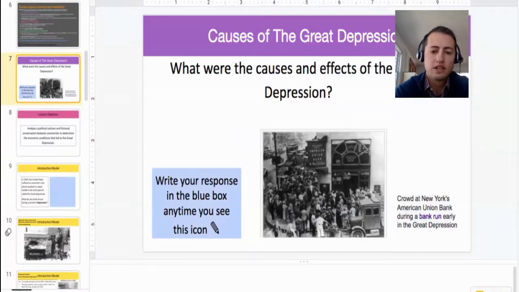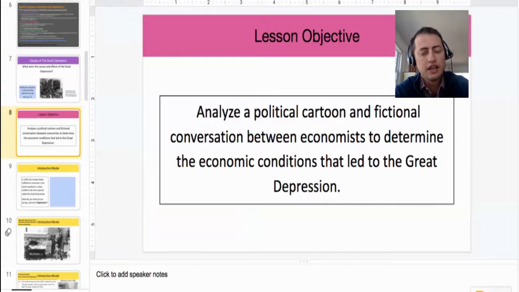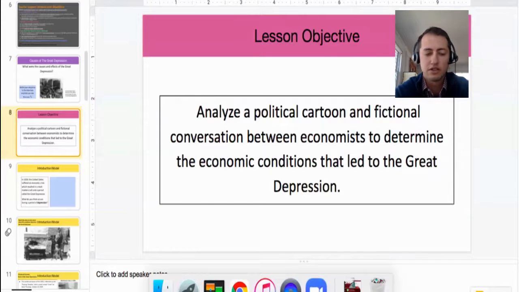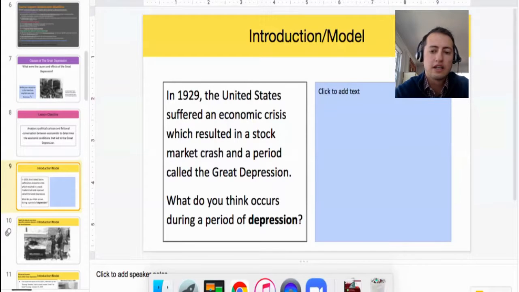Okay, so the lesson is asking students what the causes and effects of the Great Depression were, but you are focusing mostly on the causes during this period. And they're going to do 2 major tasks. They're going to analyze a political cartoon, which is an awesome political cartoon, and they're going to read a fictional conversation between economists to determine the causes of the Great Depression. It is important to know that it is fictional. So the beginning of the lesson is a lot of background information.